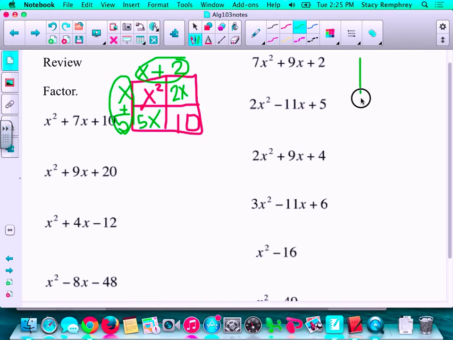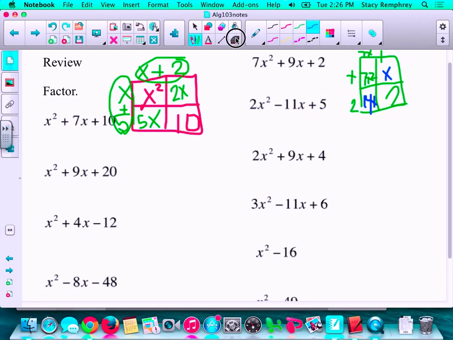Similar ways you can work through this one. Okay, where I put 7x squared here, and 2 here. So what gives me 7x squared? x and 7x. What gives me 2? 1 and 2. And then you can multiply that out. This gives me 14x. This gives me x. Is x plus 14x 9?